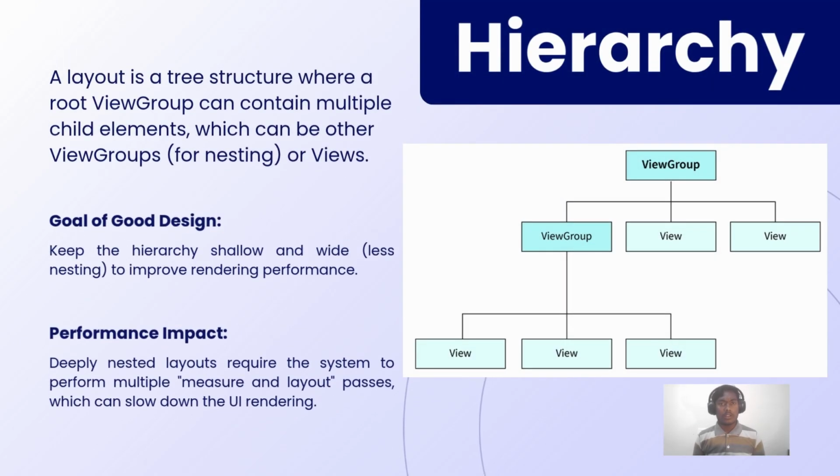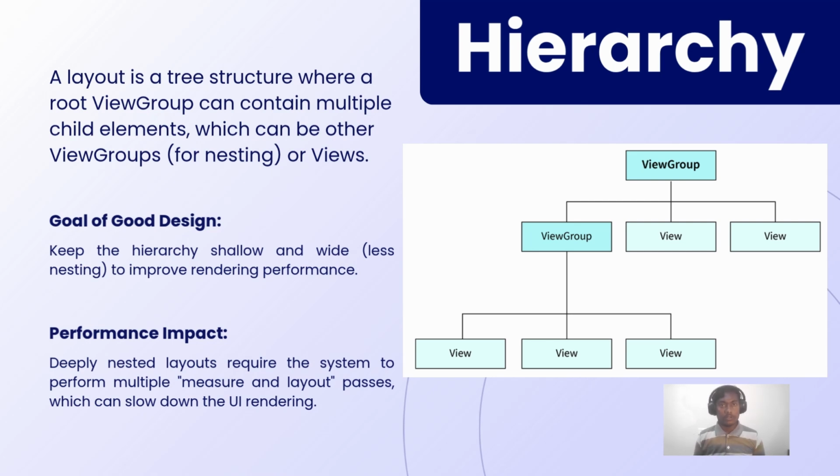Then how do views and view groups fit into this layout? The layout forms a tree structure hierarchy with a root view group at the top. Our goal for good design is to keep this hierarchy shallow and wide, meaning avoid excessive nesting. Deeply nested layouts hurt performance because the system has to perform multiple measure and layout passes to calculate the size and position of every component.